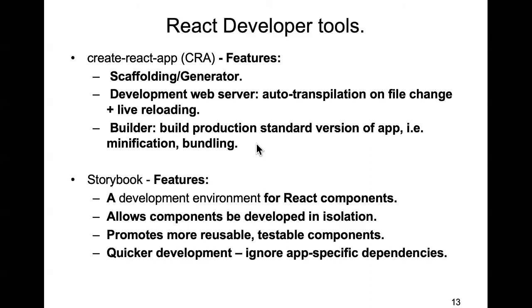The second tool then is a tool called Storybook. Whereas the first tool is all about developing an entire app, Storybook is a tool for developing individual components. So it's an entire development environment for developing individual components. And that's really how we approach developing React apps, or should anyway. We first identify what components we need and then glue those components together to give you your app.